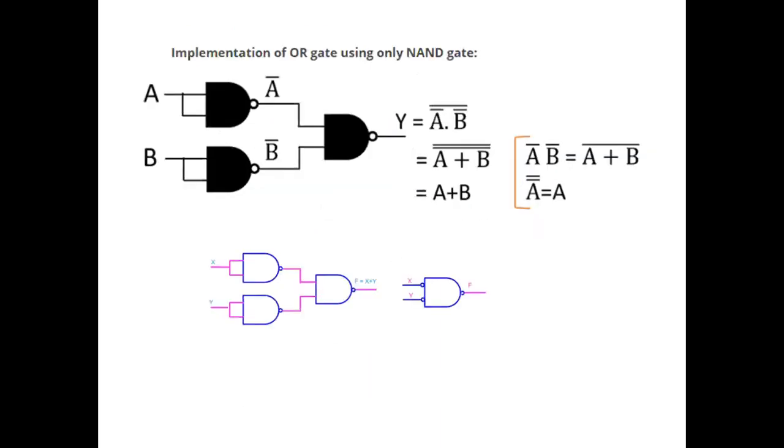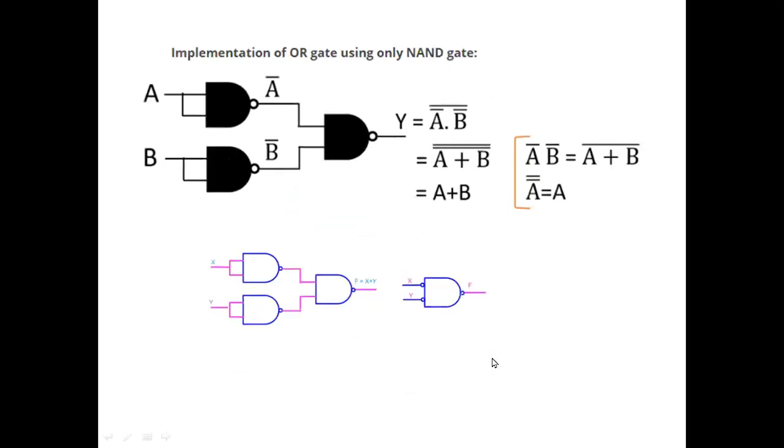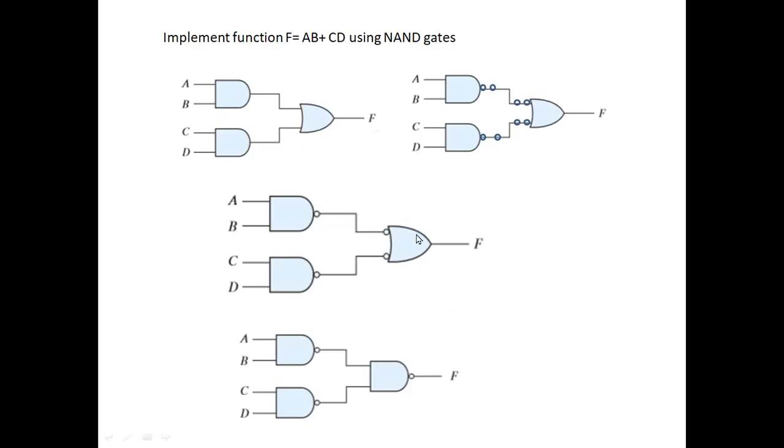We know now how to replace the back bubbled OR, this is a different case. Back bubbled OR gate is a NAND gate. Back bubbled OR gate is a NAND gate.